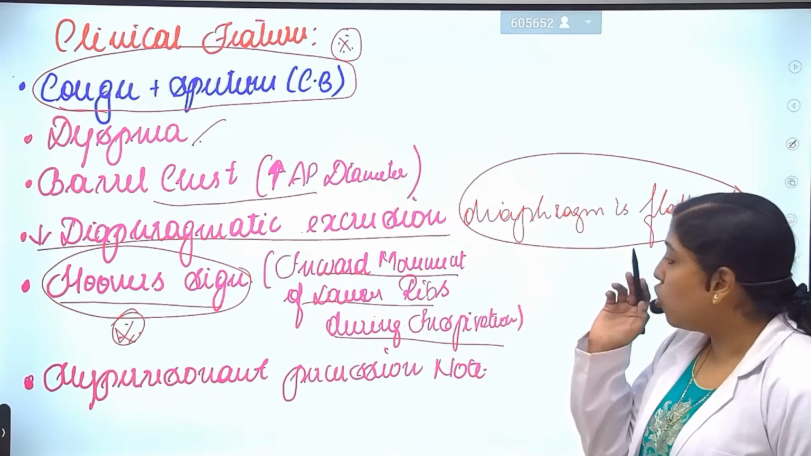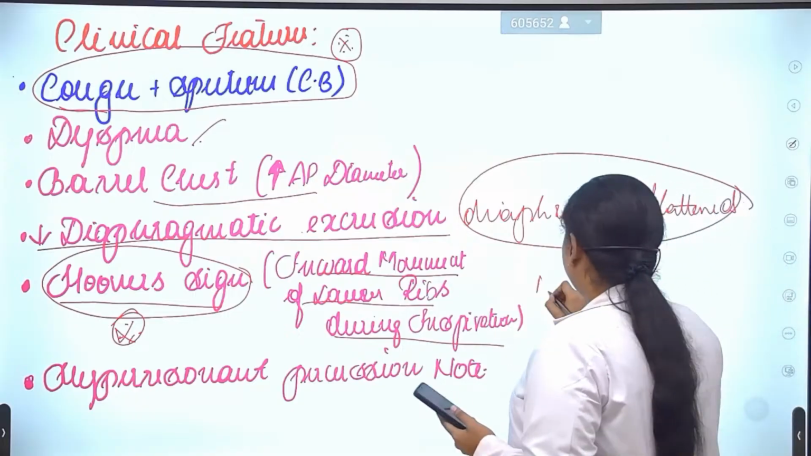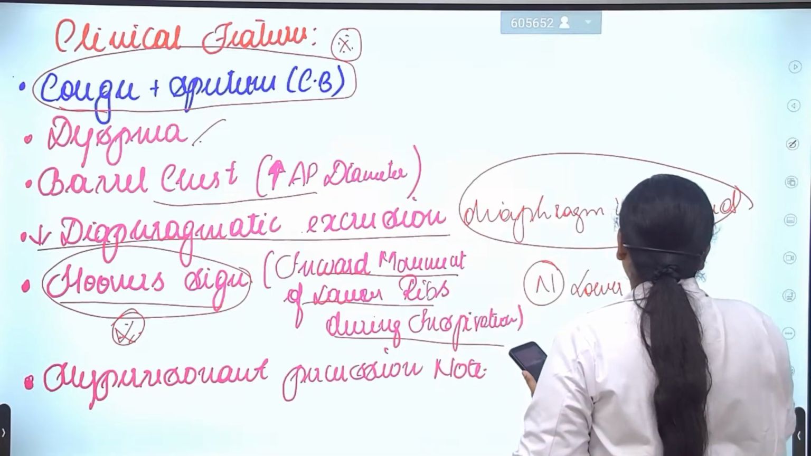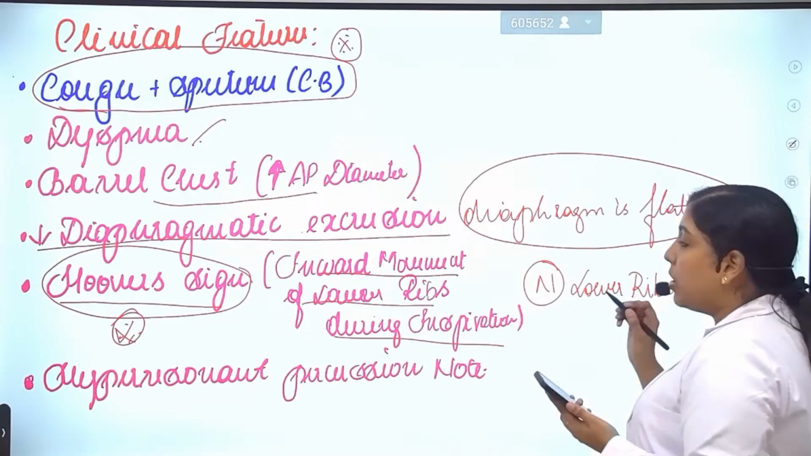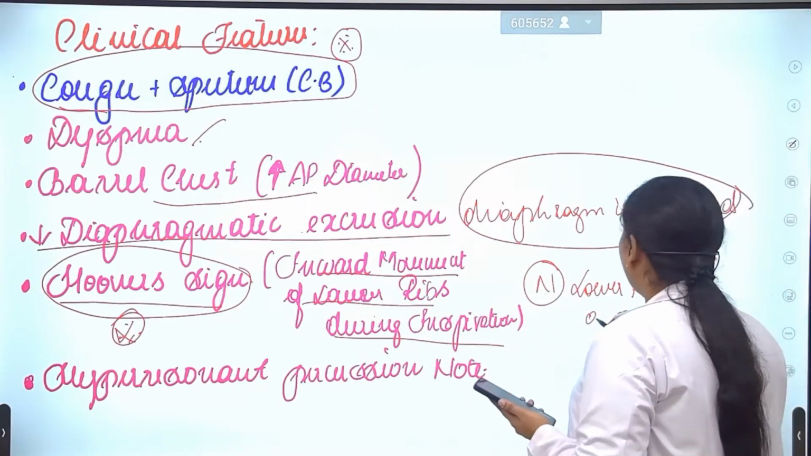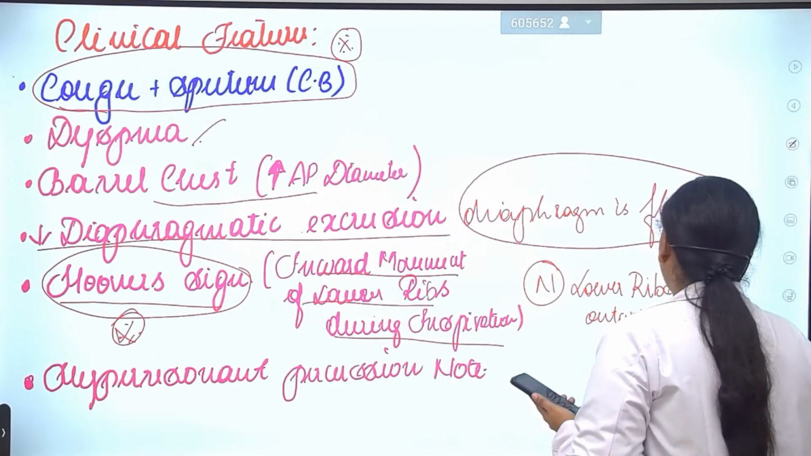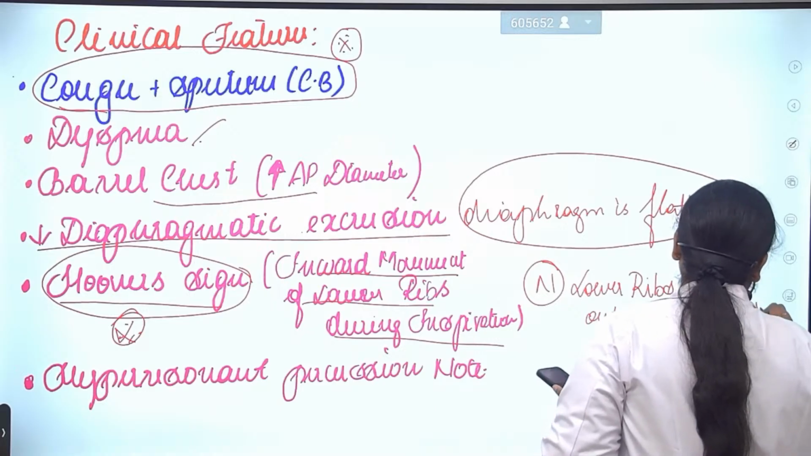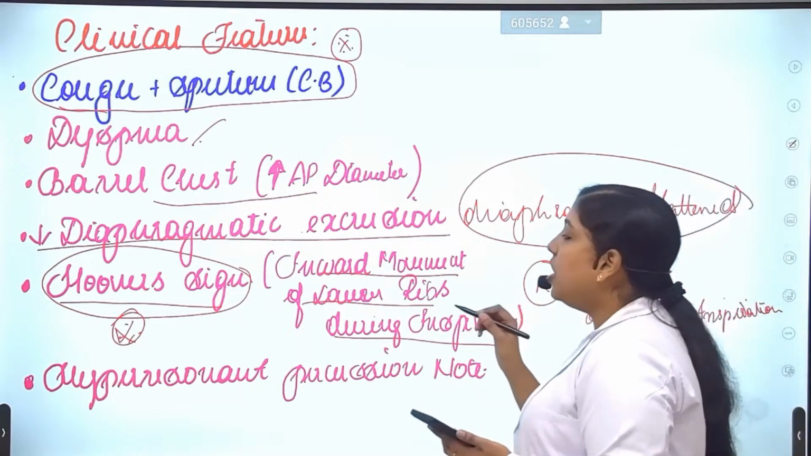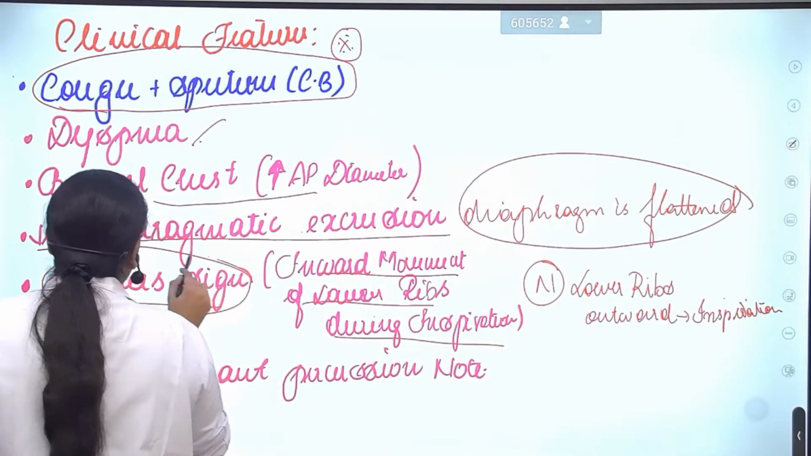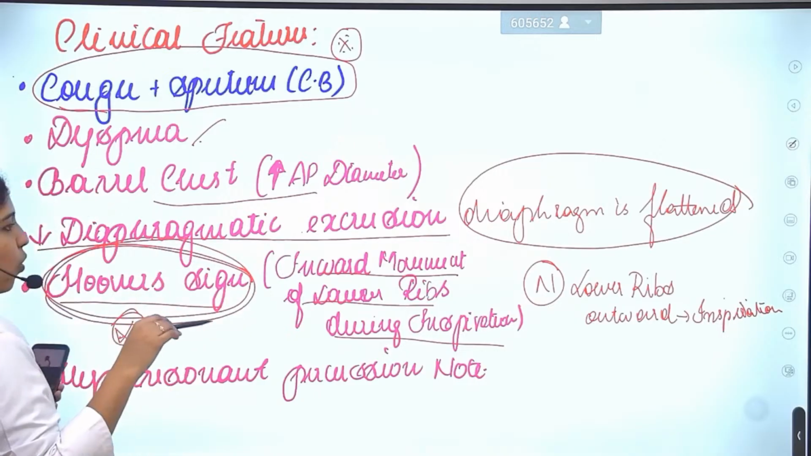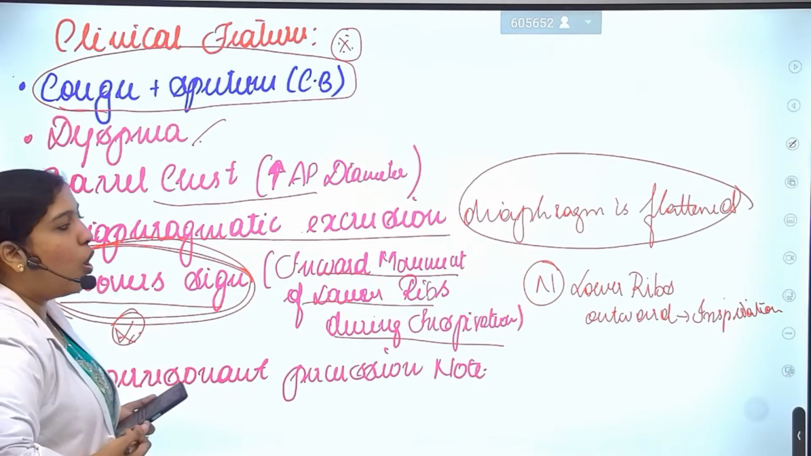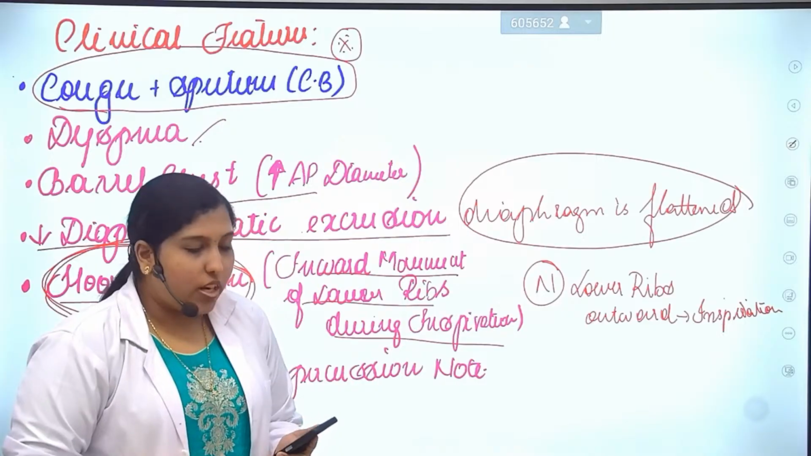In the normal condition, your lower ribs will move outward during inspiration. So when this is not happening and it is happening in an opposite manner, we term this sign Hoover's sign. Because of the hyperinflation and overinflation of the lungs, the normal movement is that the lower ribs will be moving outward in case of inspiration.